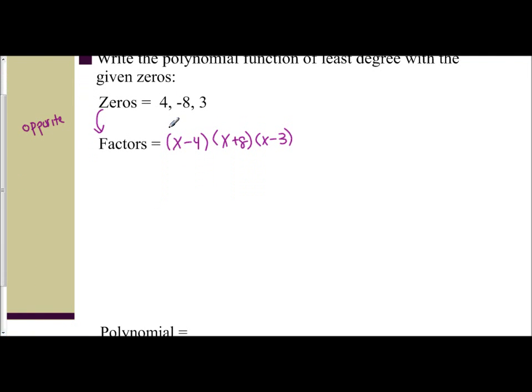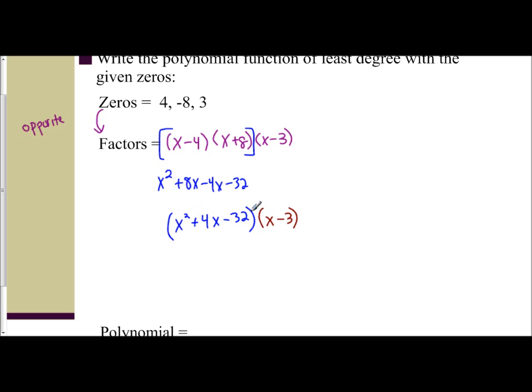And so we learned that we just need to multiply 2 out at one time. So that's going to give me x squared plus 8x minus 4x minus 32 when I distribute. Combine like terms, and that gives me x squared plus 4x minus 32. We still have to multiply by this binomial of x minus 3. And so let's do that.